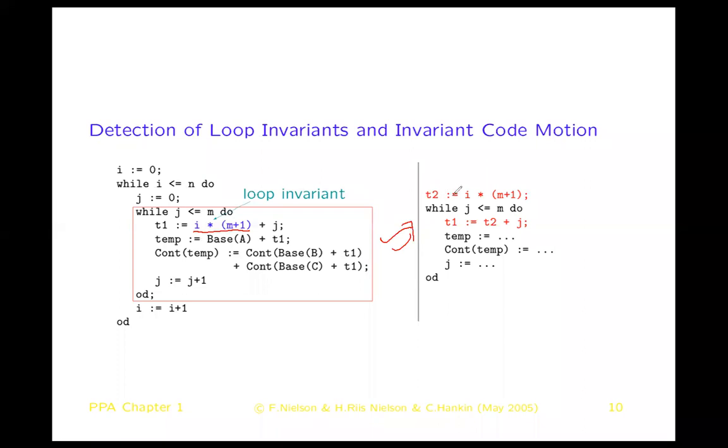This whole block gets transformed in this particular fashion. Again we use a new temporary variable called T2. We say T2 is equal to i star m plus 1. So this statement gets transformed to T1 is equal to T2 plus j. So again, here there's an analysis pass: the analysis pass is detection of loop invariant expressions, and the transformation pass is invariant code motion.